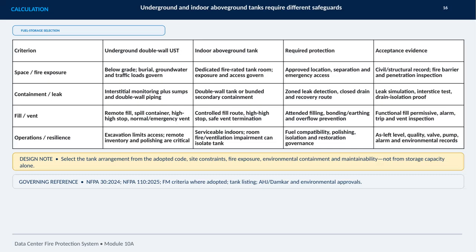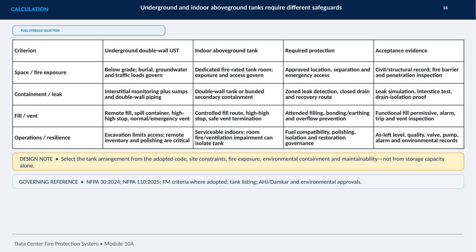This slide compares two fuel storage arrangements: an underground double-wall tank and an indoor above-ground tank. The key point is that tank selection is not based on storage capacity alone. It must reflect the adopted code, site constraints, fire exposure, environmental containment, and long-term maintainability.